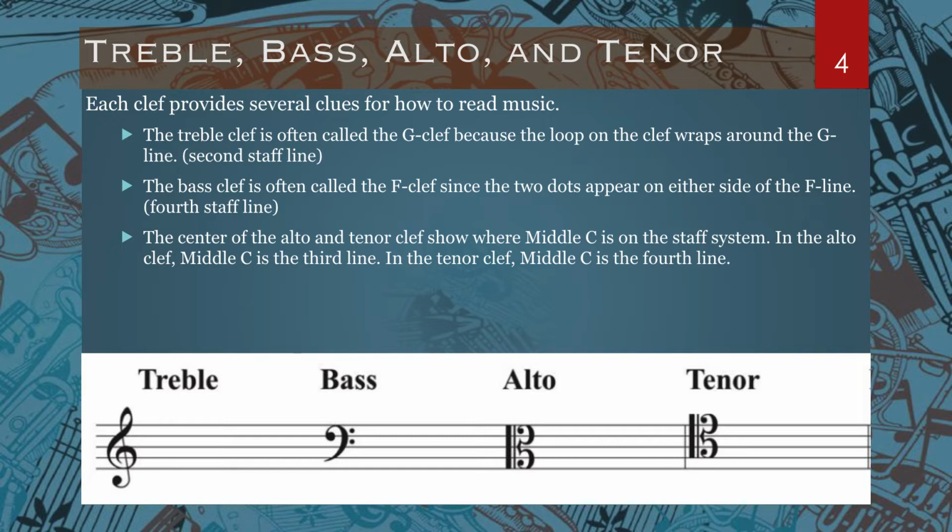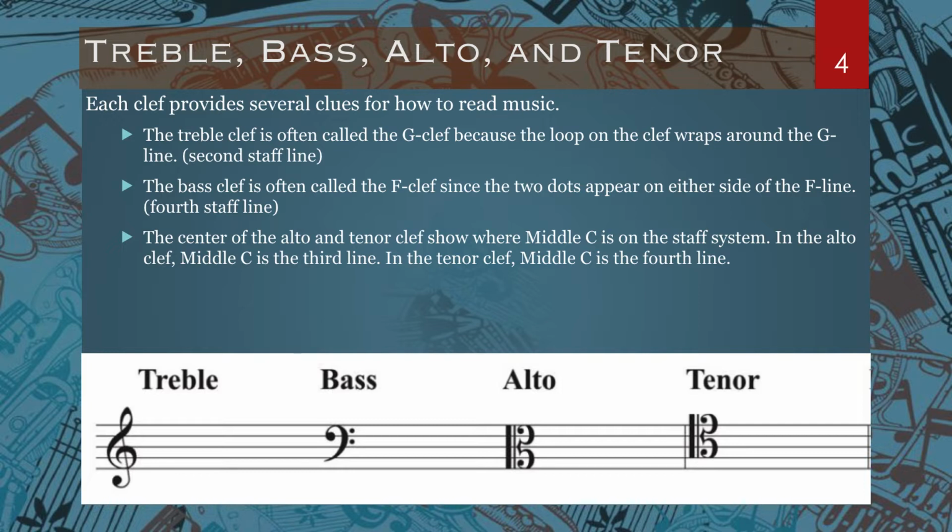So we've got the treble, bass, alto, and tenor in an image here. Each clef provides several clues for how to read the actual music. The treble clef is often called the G clef because of the loop that's on the clef that wraps around the G line. So that's the second staff line. And you can see how it wraps around that second line. In the bass, it's often called the F clef since the two dots appear on either side of the F line. That's the fourth line of the staff.